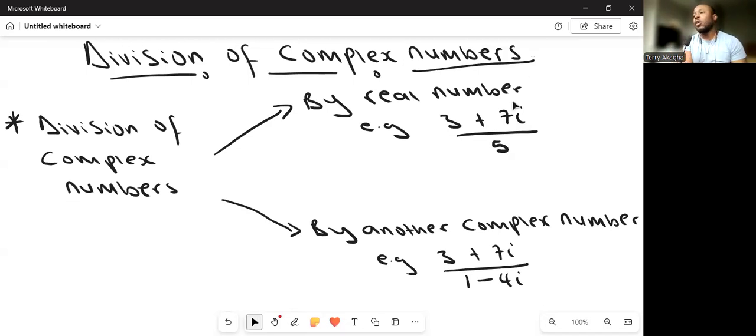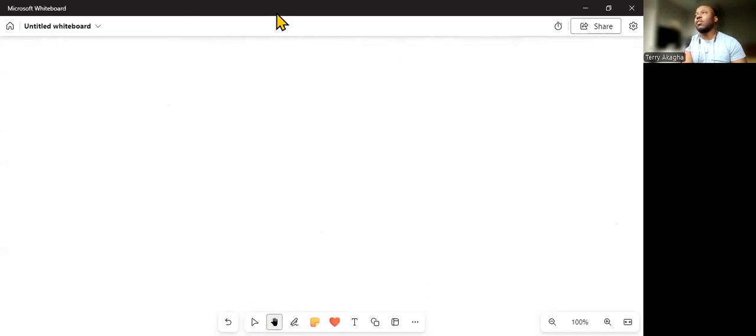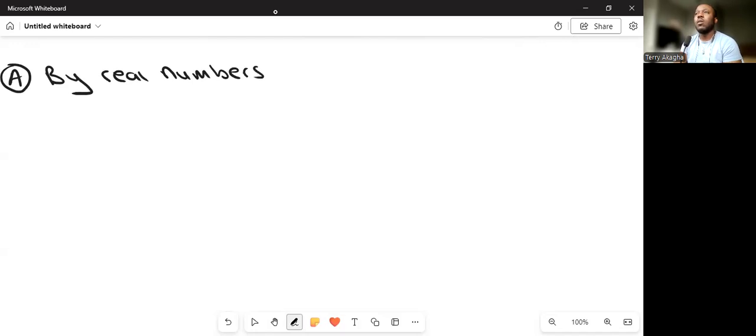So the first thing I'm going to do is start with the real numbers, then end up with the complex numbers. All right, so number one, when we're dividing a complex number by real numbers, there are two steps to do.